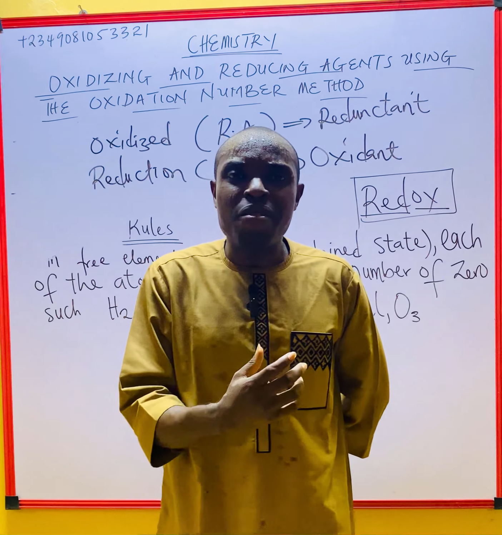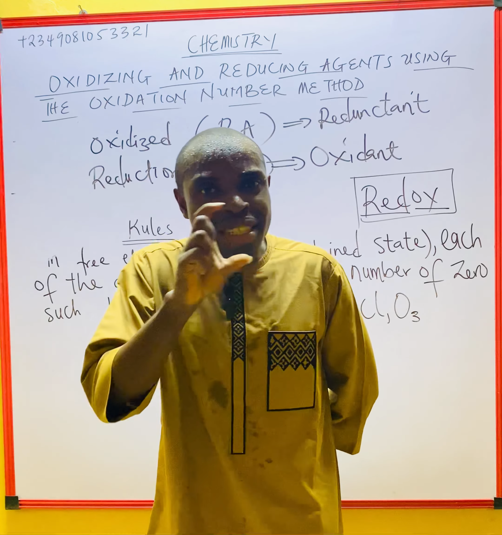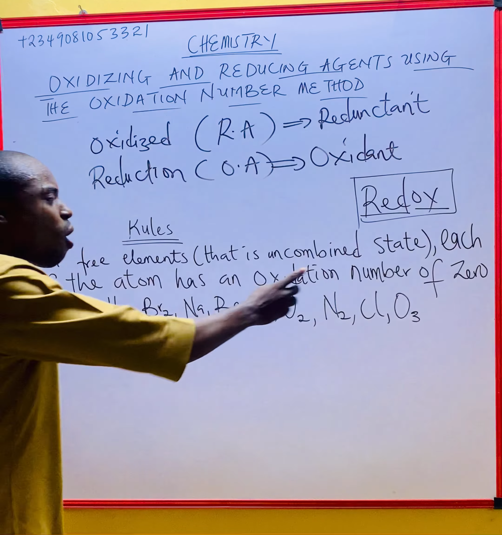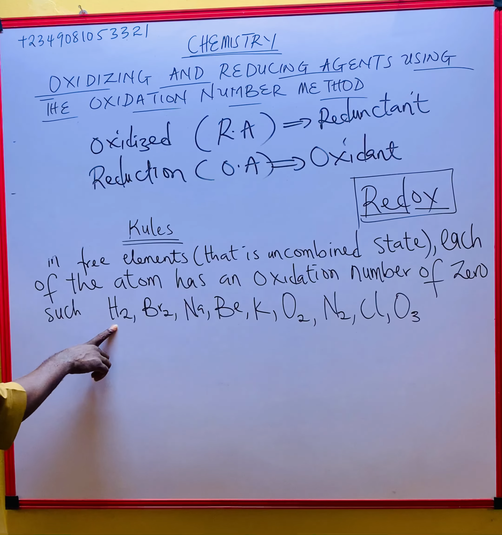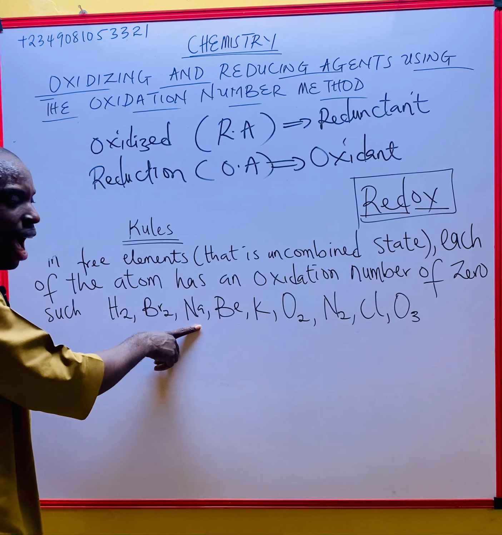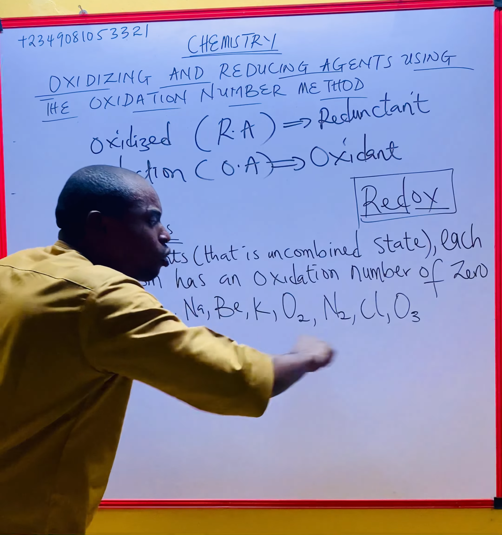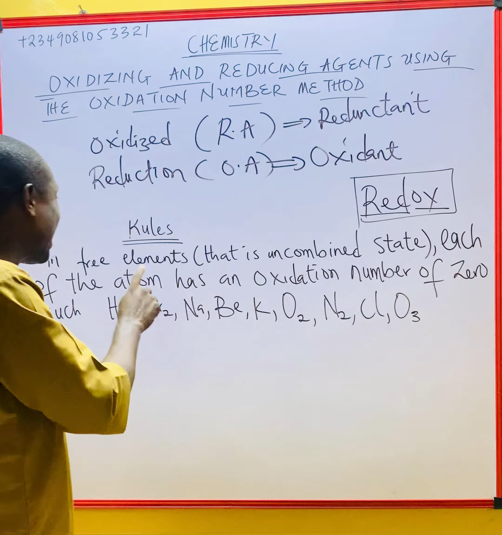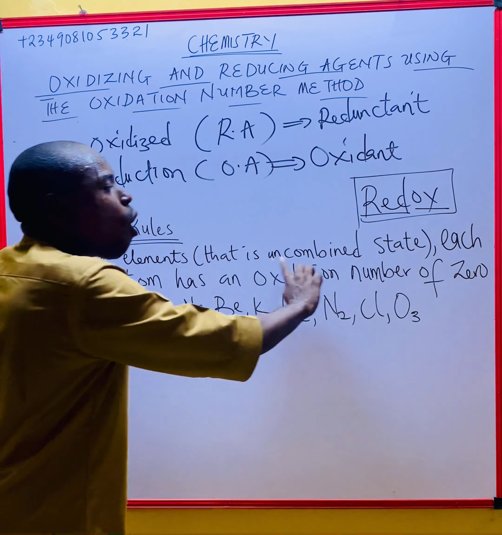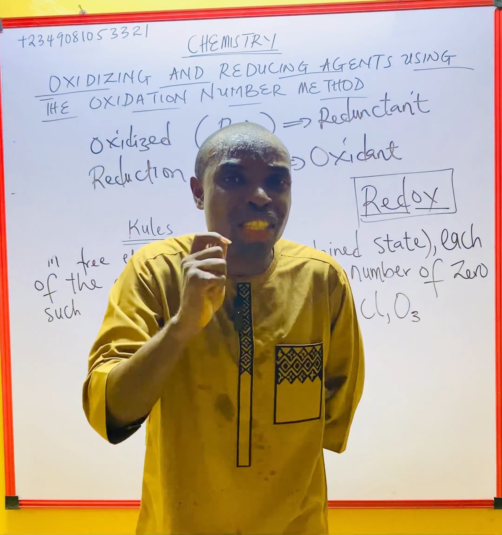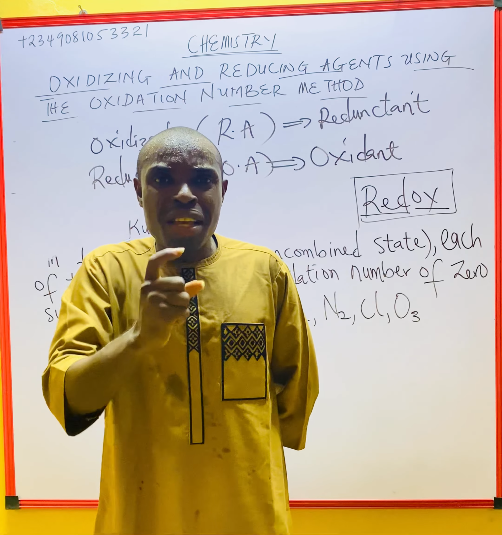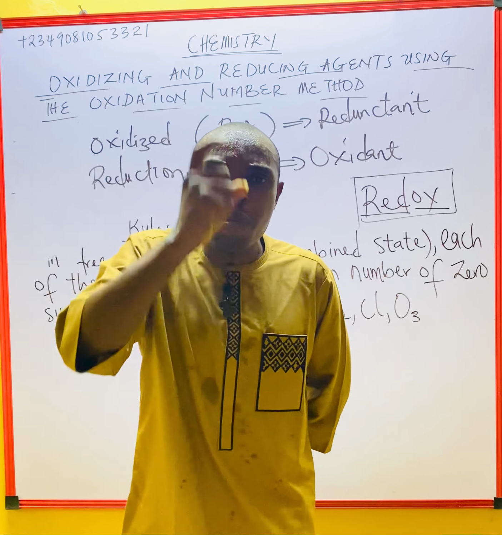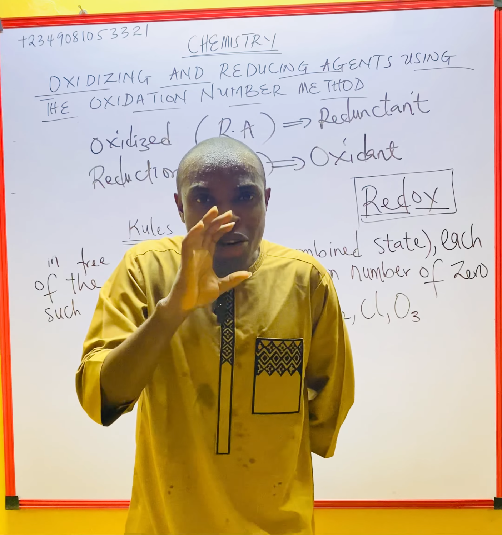Some of the basic rules are: when an element is in its uncombined state, uncombined form, it has an oxidation number of 0. As you can see, hydrogen molecule, bromine molecule, sodium atom, beryllium atom, all these elements you are seeing here have an oxidation number of 0 because they are in their free element or uncombined state. For students preparing for JAMB, NEET, JUPEB, WAEC, NECO exams, it is very paramount that you understand the rudiments.